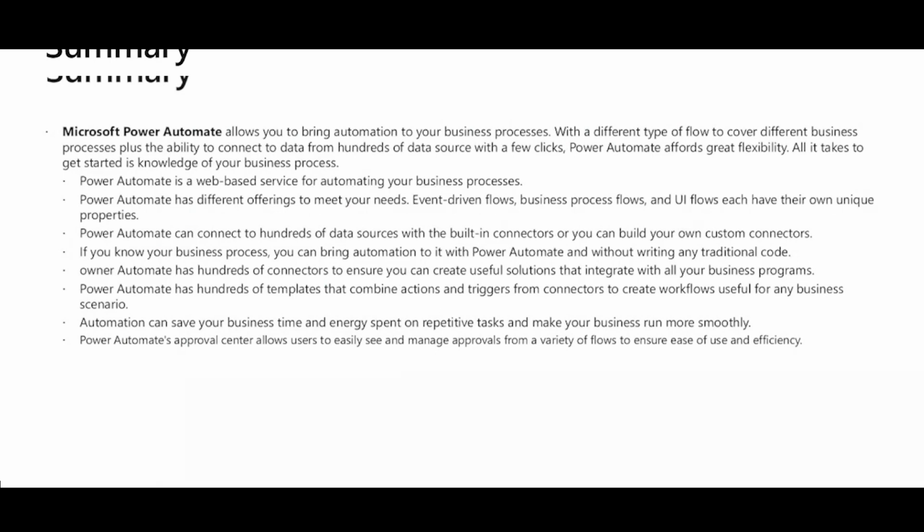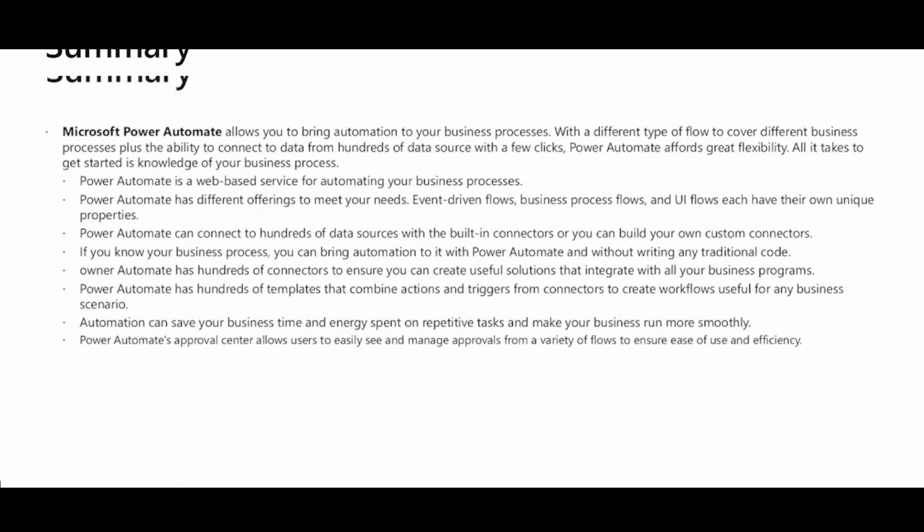Power Automate is a web-based service for automating your business processes. It has different offerings to meet your needs: event-driven flows, business process flows, and UI flows. Each have their own unique properties. You can connect to hundreds of data sources with the built-in connectors, or you can build your own custom connectors. If you know your business process, you can bring automation to it with Power Automate and without writing any traditional code.